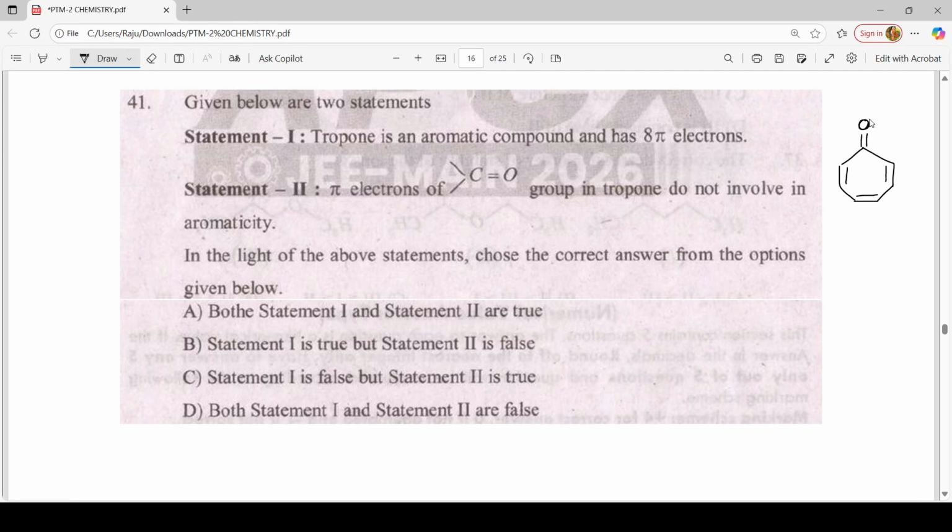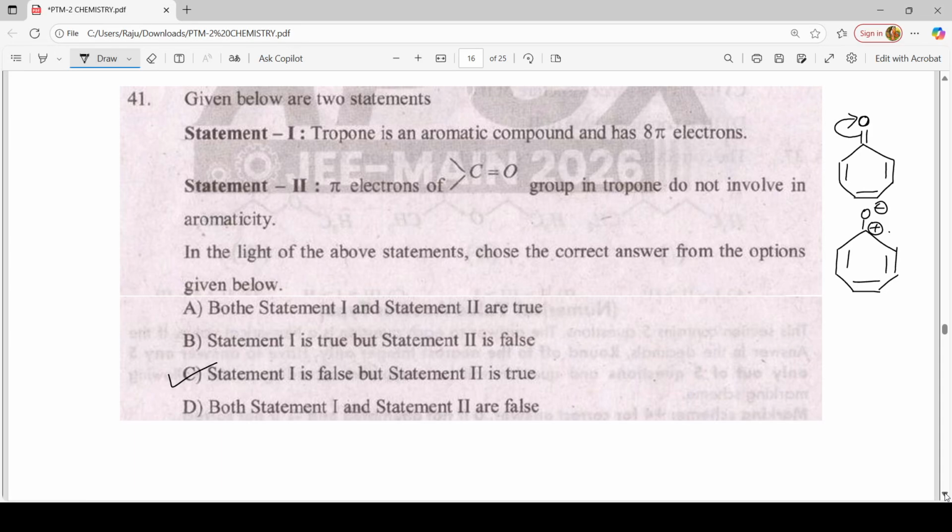Tropone is an aromatic compound. Actually, if you take the ring, in the ring there are 6 pi electrons. These pi electrons are moving towards the electronegative oxygen atom, so you will get this structure. So the ring is having 6 pi electrons. Pi electrons of the carbonyl group in the tropone do not involve in the aromaticity. That is true. Statement 1 is false, but statement 2 is true, students.